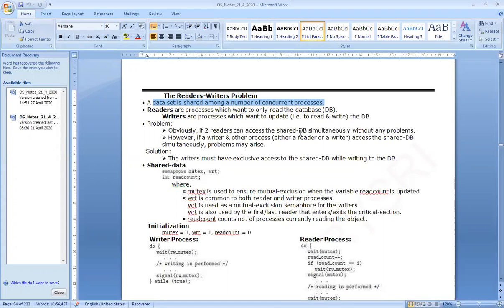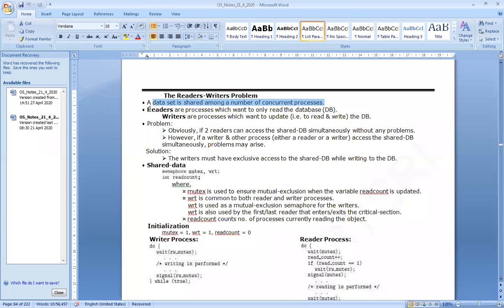So they should work in a proper synchronous order. If they want to read, let them read synchronously. If they want to write, let them write synchronously. If they want to perform both read and write, let them do so synchronously, without any overlap. There should not be any overlapping, so we should keep that in mind. That is called the reader and writer problem.